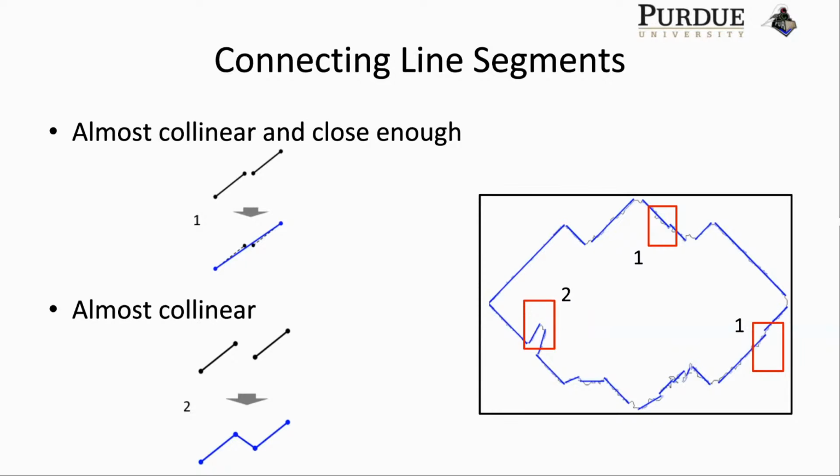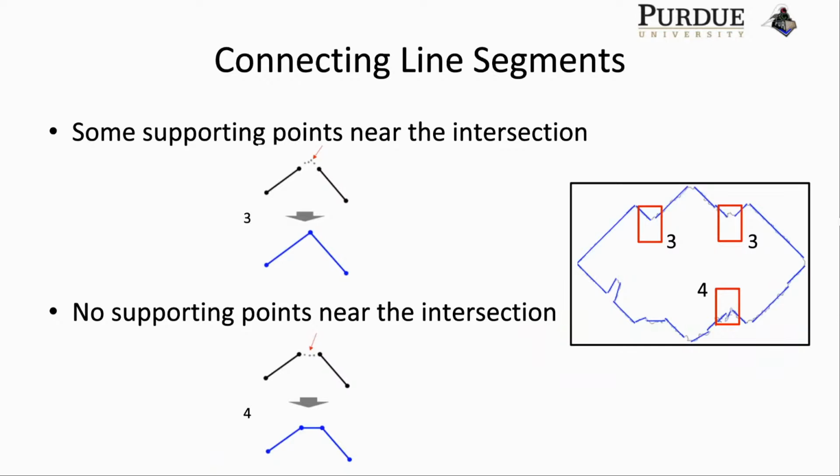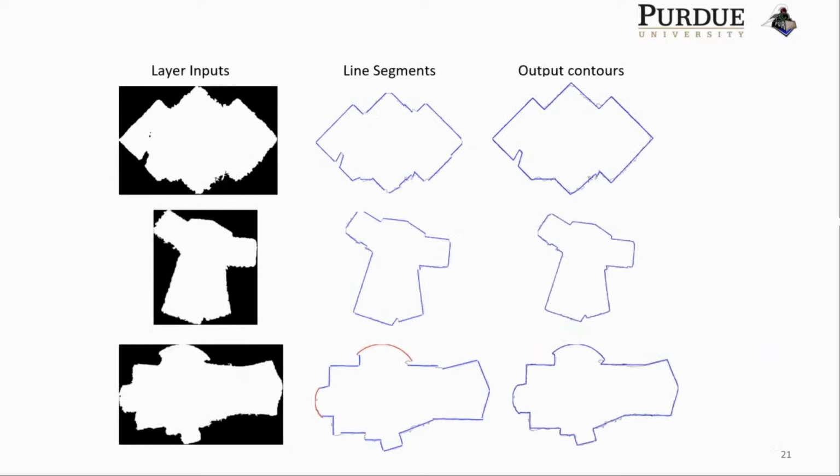To form the closed polyline, our method uses several heuristics. Almost collinear and close-by line segments are replaced with a best-fitted single line segment. And if they are not close enough, start and end points are connected as illustrated in the example figure. For segments that are almost coincident, line segment start and end points are snapped together. If they are far away, start and end points are connected as shown in the example figure. More examples are shown here.